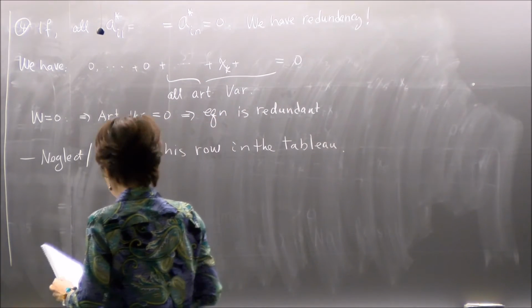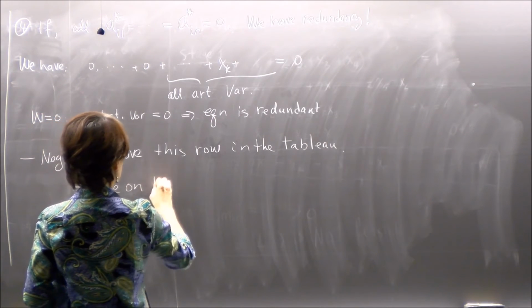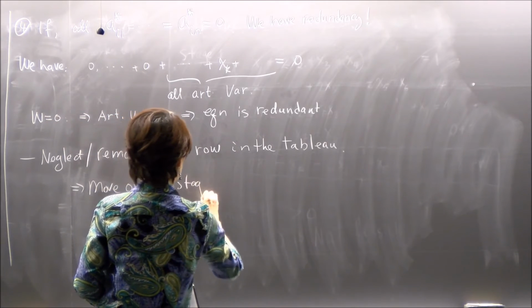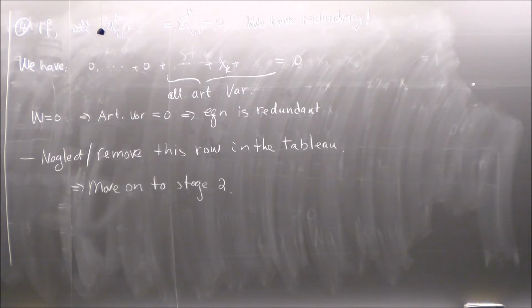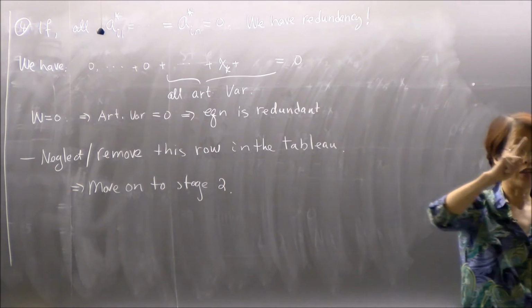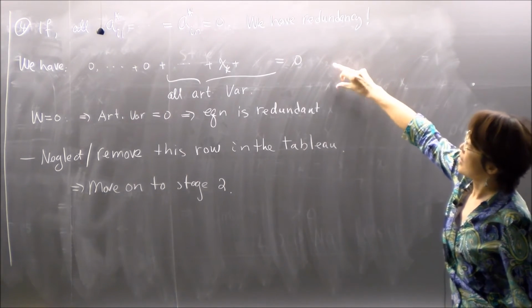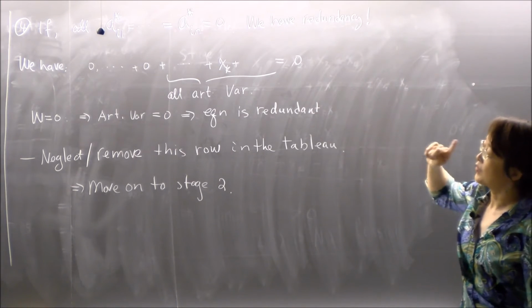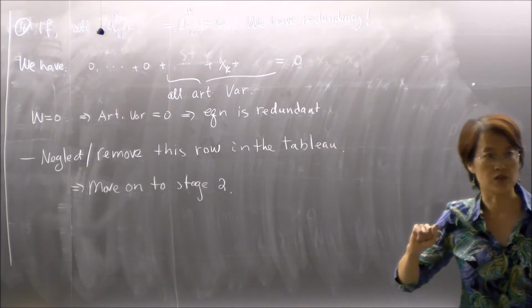Okay, and then we can move on to stage 2. Is that clear, this process? So if you have one equation, you run into this situation, then you get one redundancy. And if you have multiple equations that end up in this situation, then the number of redundant equations will equal the number of times you run into this situation.